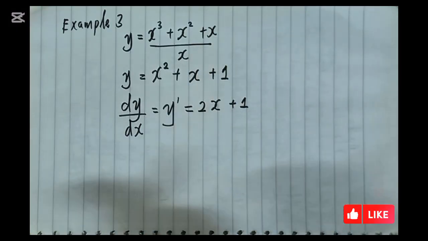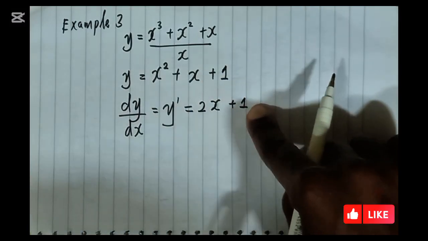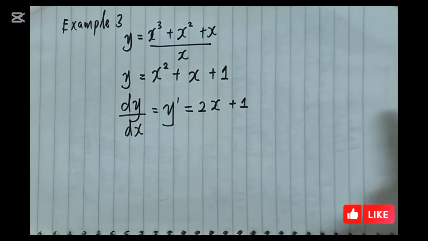A number raised to 0 equals 1, so we don't have to write x raised to 0 next to the 1 there. We can just leave the 1 as it is.